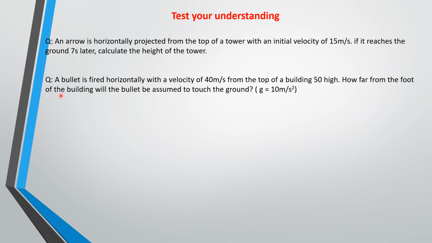Okay. Then a bullet is fired horizontally with a velocity of this from the top of a building 15 meters high. How far from the foot of the building would the bullet be assumed to touch the ground? Okay, so here you are looking for the range, and we solved a problem that relates these two. So know the equation to use so that you have the right answer.